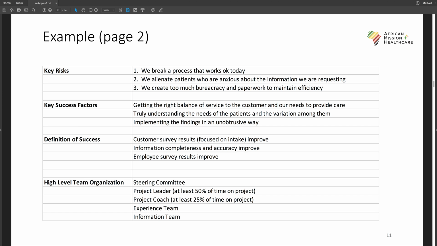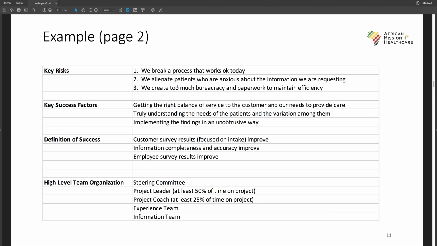We could alienate patients who are anxious about the information we're collecting. Oftentimes if they're in need of care, they want to make sure their care is received, and a lot of questions may seem unnecessary or counterproductive to their goals and objectives. We want to make sure that we don't alienate patients in our pursuit of additional context and information.